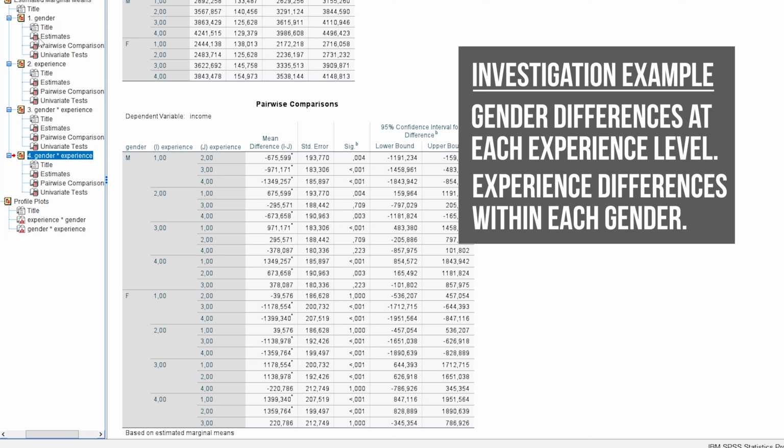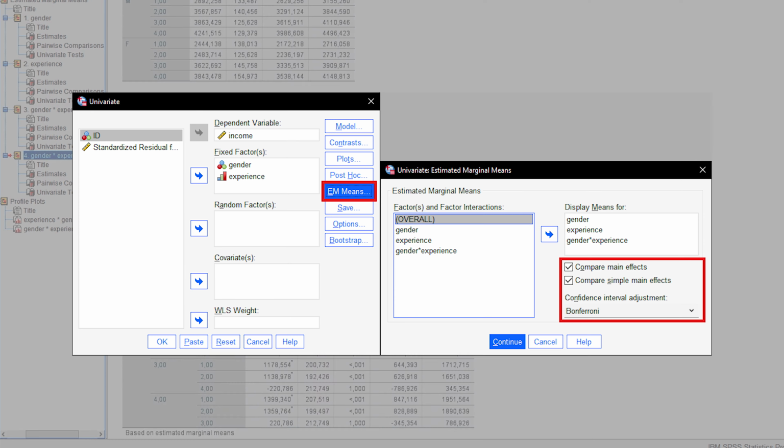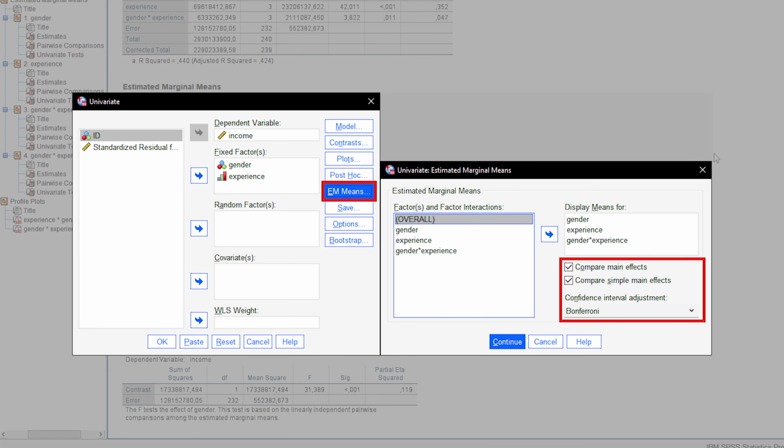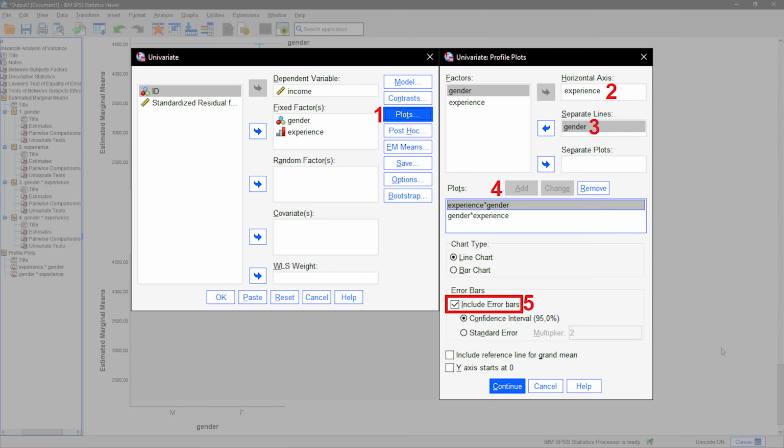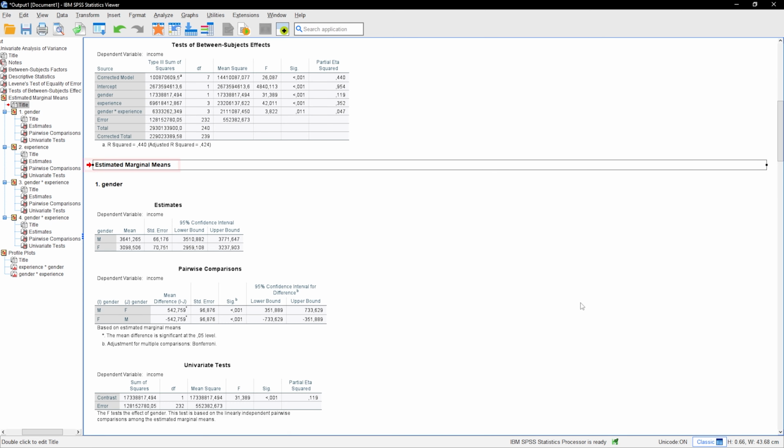The estimated marginal means had to be requested in advance. Here is a reminder of where to find that setting. Additionally, a profile plot is helpful, and we will return to that later. It was requested through this option. The estimated marginal means can be found directly below the table for tests of between subjects effects.